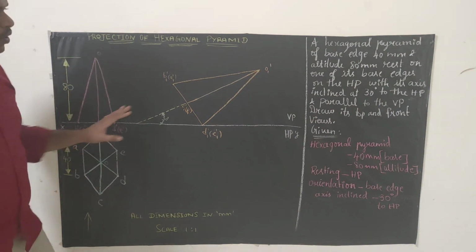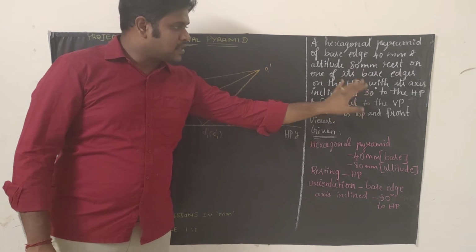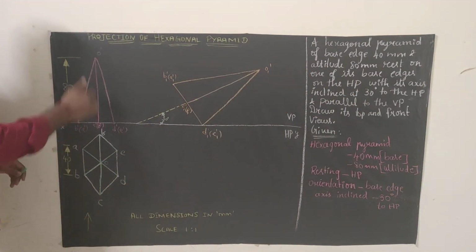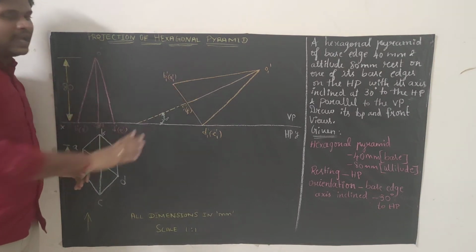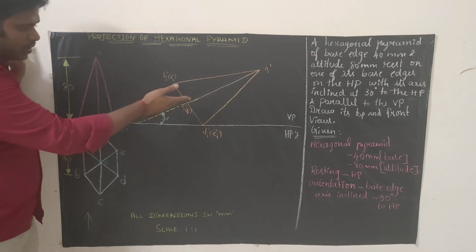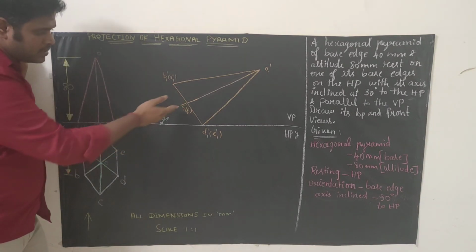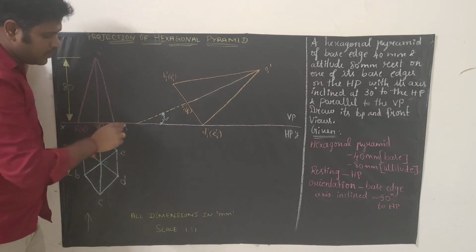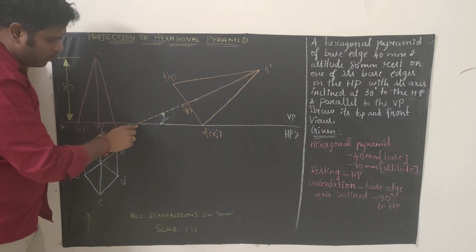Next thing is what I gave here: the axis is inclined 30 degrees to HP. That's what they said. Since we can't show the axis because we have visible edges, I can show it up. So this is the axis. I am going to tilt the axis by 30 degrees. See, initially, if the axis is inclined, before that you just understand one concept. See, here we have a triangle, right?